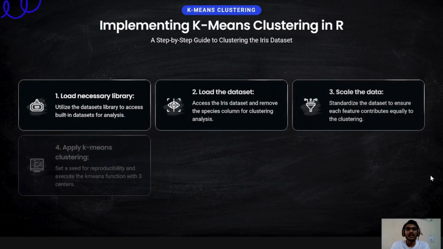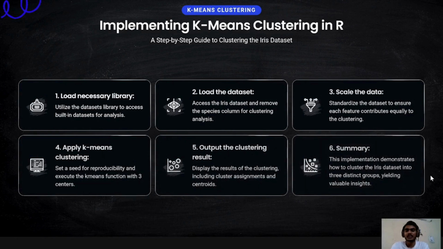Implementing K-means clustering in R. First, load the necessary library. Utilize the datasets library to access built-in datasets for analysis. Second, load the dataset. Access the iris dataset and remove the species column for clustering analysis. Third, scale the data. Standardize the dataset to ensure each feature contributes equally to the clustering.